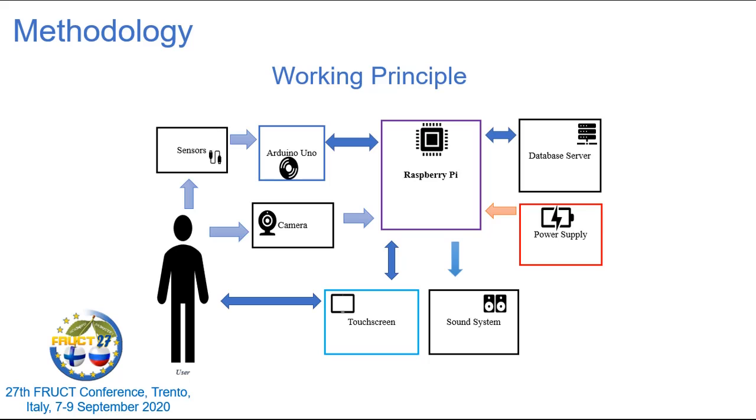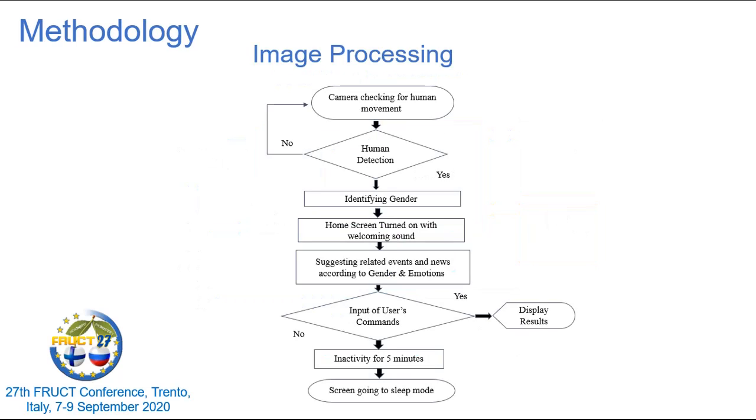There is also a Pi camera connected to the Raspberry Pi that constantly scans the area in front of it to detect any human with the help of image processing. Whenever any human is detected, the display screen will light up with a welcoming sound, but the device usually stays in a sleep mode while being inactive. There are several sensors used in this system that are connected to the Arduino Uno microcontroller, which is ultimately connected to the Raspberry Pi. The Raspberry Pi is connected to the database server as well. As the Raspberry Pi is connected to the main power supply, it generates power to all other parts of the device and controls them. Now let's take a look at how the image processing is carried out by the device.